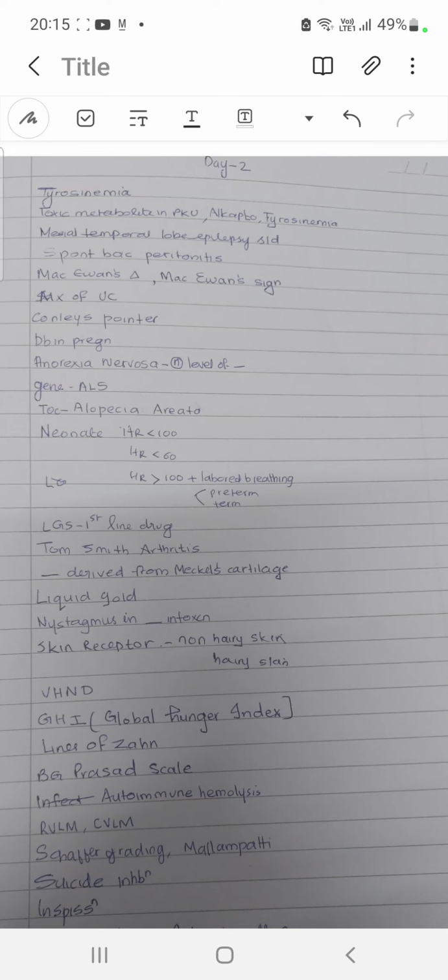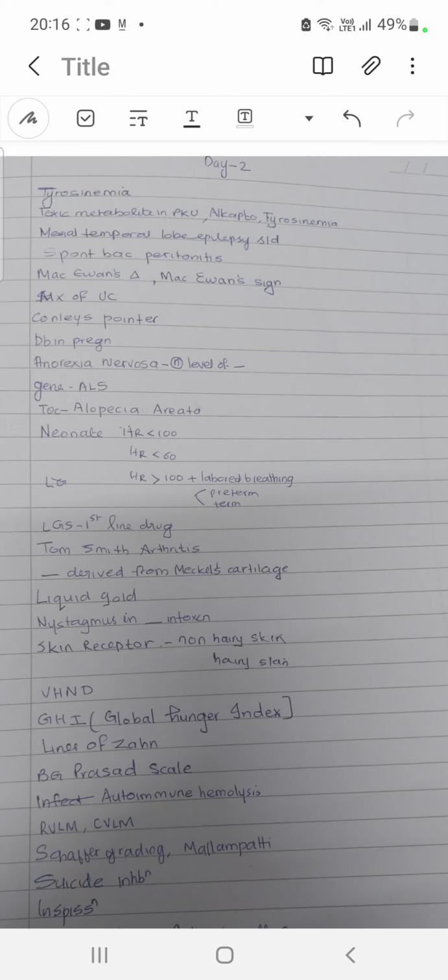Heart rate if less than 100, then you have to give positive pressure ventilation. If less than 60, chest compression. If more than 100 and labored breathing, you can give oxygen by nasal prongs if it is a term baby. If it is preterm, give what? CPAP. LGS, Lennox-Gastaut syndrome. First line drug is sodium valproate, whatever be the age.